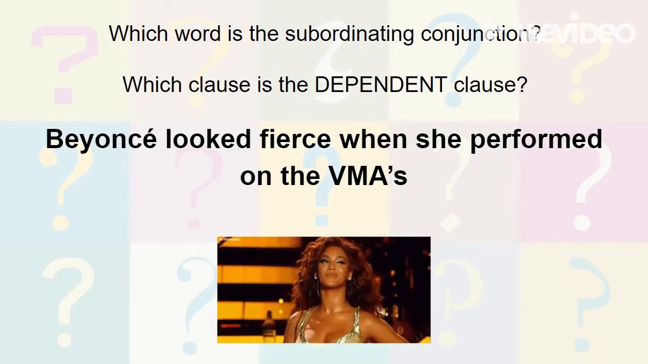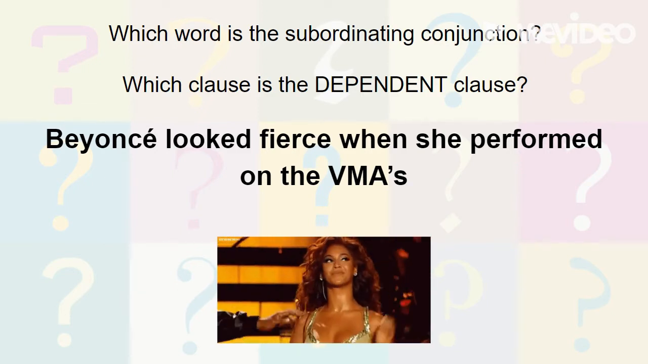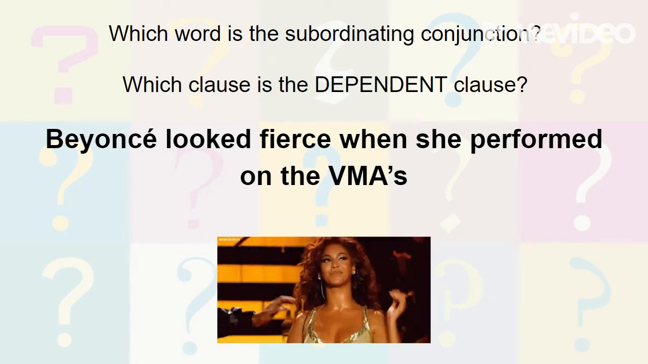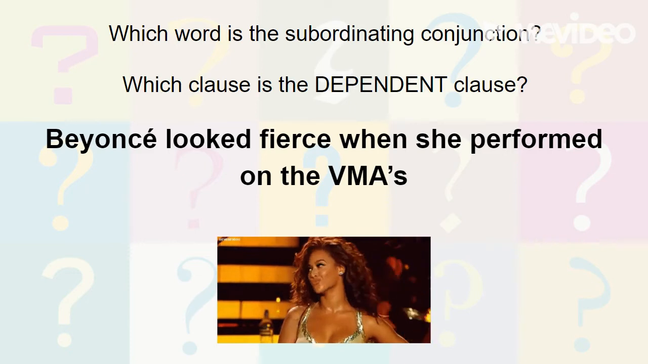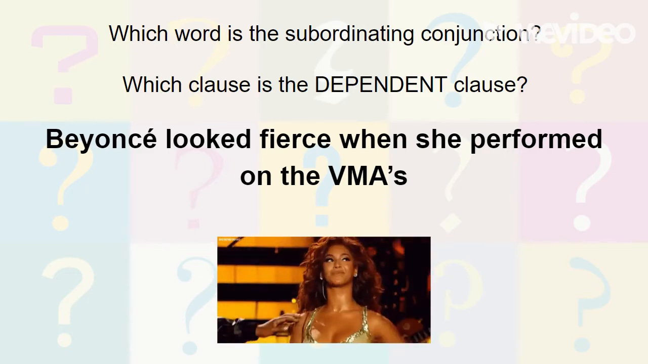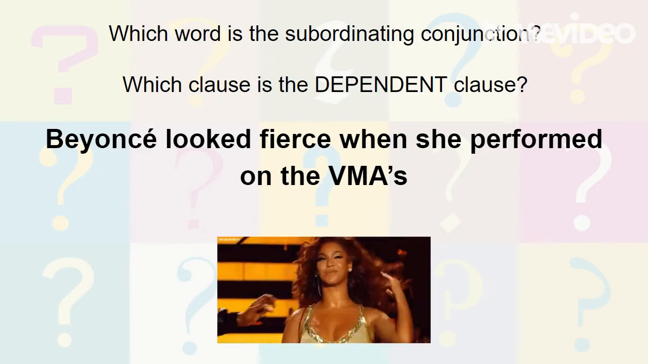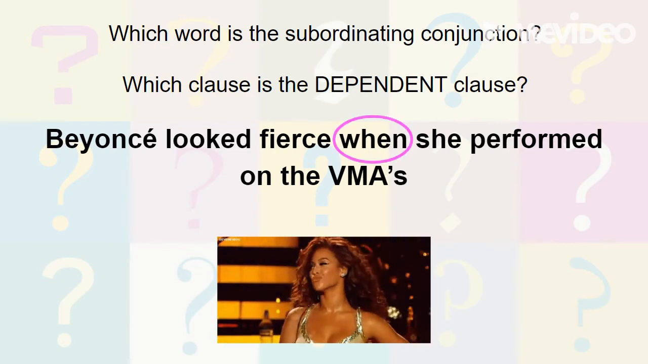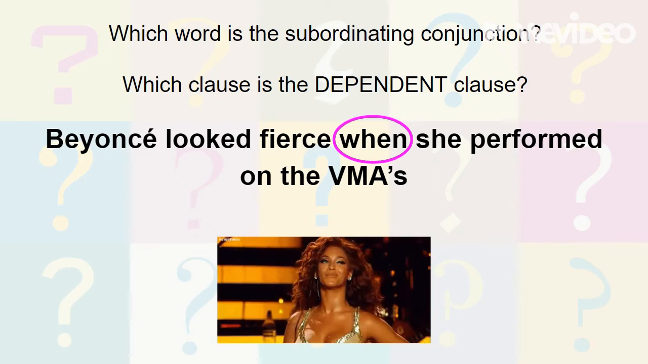I know that my subordinating conjunction is a word that is going to attach itself to a clause, and that the subordinating conjunction is the word that is going to make the clause depend on more information. So what word here is going to make the clause depend on more information? When. When is the subordinating conjunction.